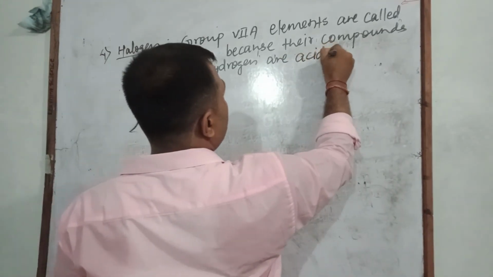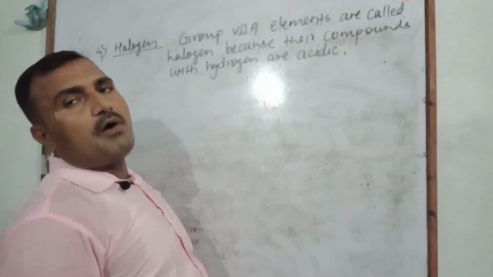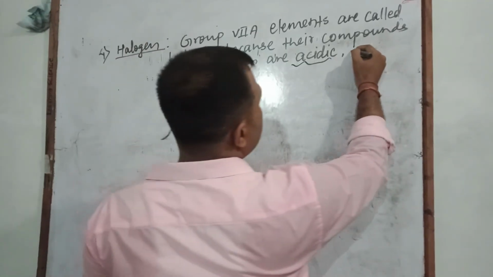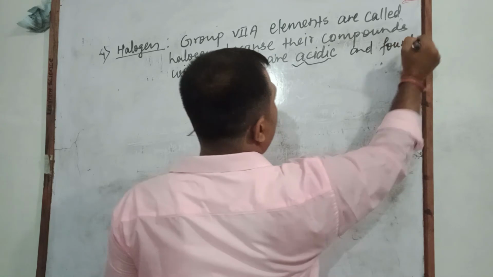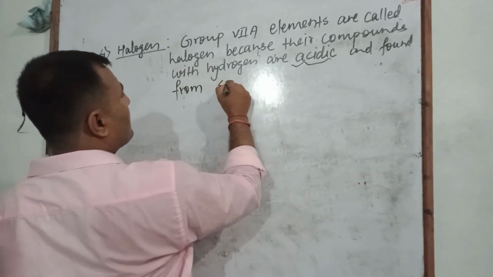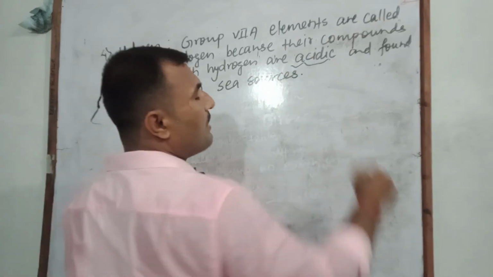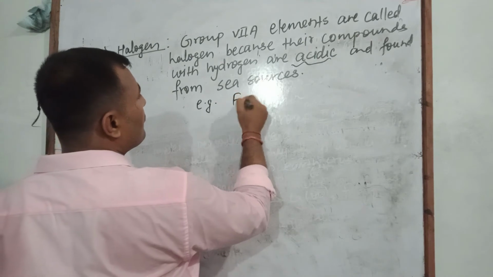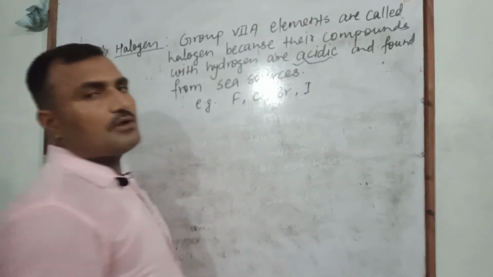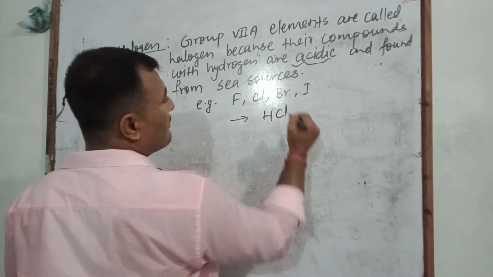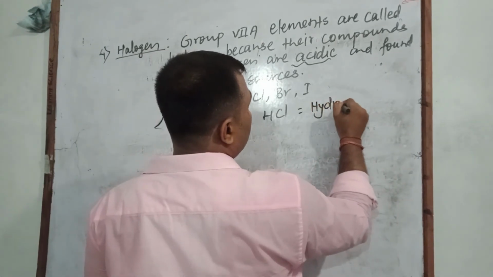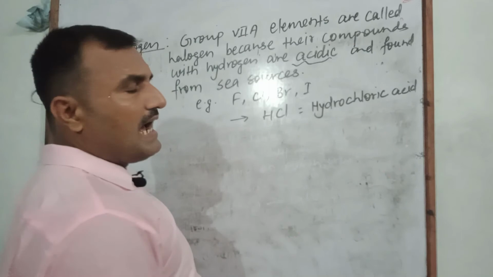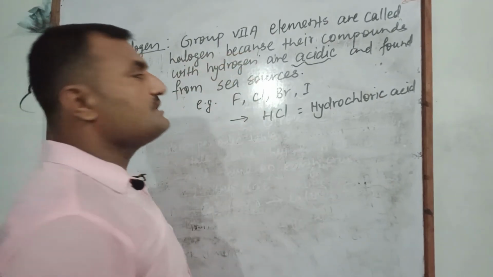are acidic. Listen, these elements form compounds with hydrogen, which are called hydrides. They are compounds with hydrogen, are acidic, and are found from sea sources like sea water, seaweeds, sea animals. These are called halogens. Examples of group 7A elements are fluorine, chlorine, bromine, iodine. And how? Listen here. Hydride of chlorine is HCl, called hydrochloric acid. Hydrogen fluoride, hydrogen chloride, hydrogen bromide, hydrogen iodide. These all are halogen acids.